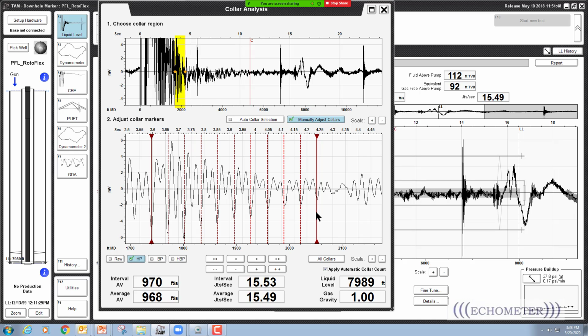The way it works is that if you want to test the gradient on the casing annulus, you put a back pressure valve on it and stabilize the pressure at the surface, and you shoot fluid levels for a period of time. Then you increase the pressure and shoot fluid levels, increase pressure and shoot fluid levels, increase pressure and shoot fluid levels.